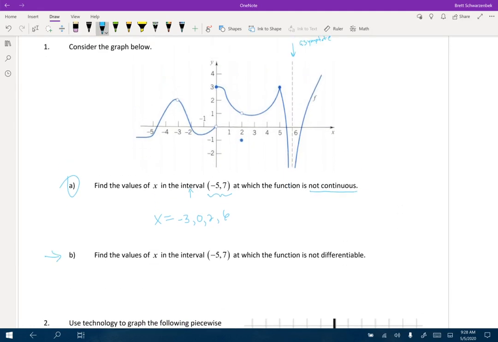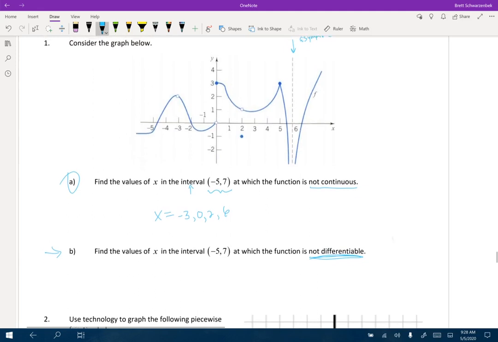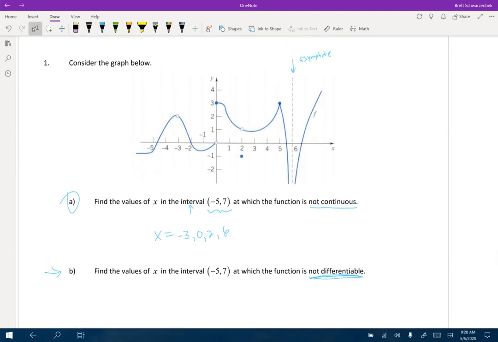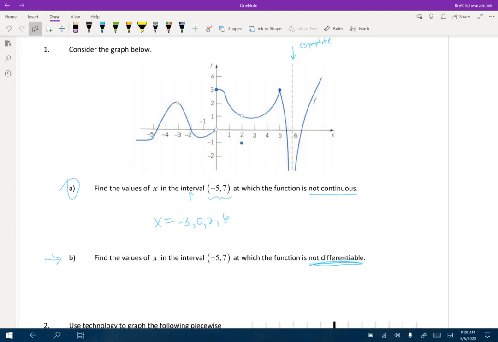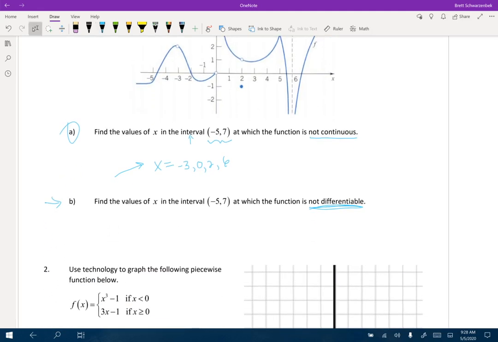Okay? So the key question is here, which is the new material. It says find the values of x in the interval -5 to 7 in which the function is not differentiable. Okay, so what does that mean? You need to think about this from the standpoint of what you learned. So what breaks differentiability? Corner, vertical tangent, cusp, discontinuity. So I claim we already know 4 values of x which are not differentiable. What are they? Hopefully right away you're staring at these, because if it's not continuous, it's not differentiable. So we already know that all of these are going to repeat.